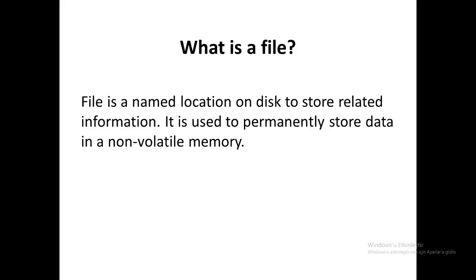A file is a named location on disk to store related information. It is used to permanently store data in a non-volatile memory. Since RAM is volatile, which loses data when the computer is turned off, we use files for future use of the data.